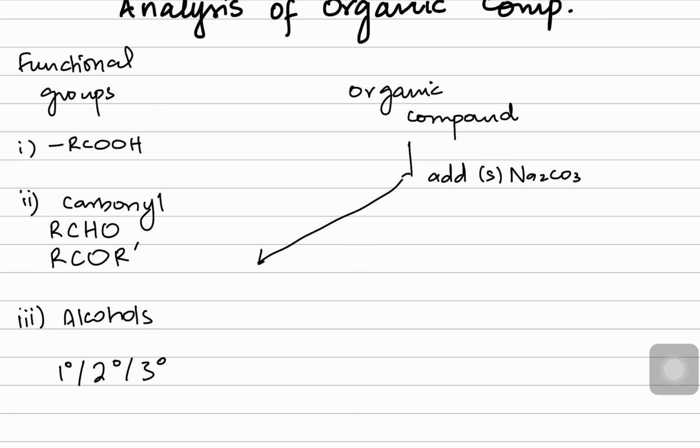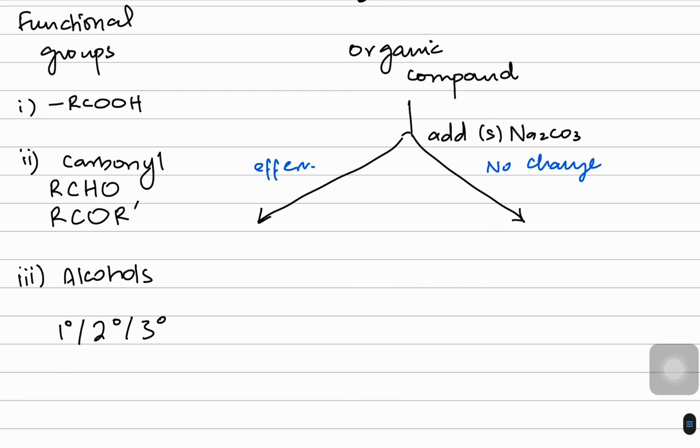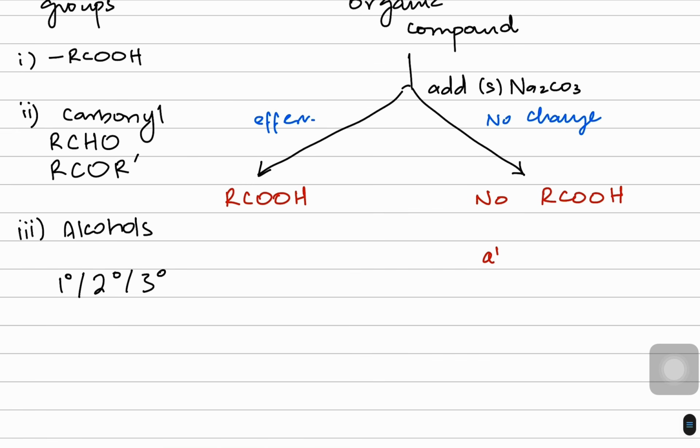Either it gives you effervescence or it gives you no change. If it gives you effervescence, it is a carboxylic acid. So carboxylic acid has been confirmed here. And if it does not give you effervescence, it's definitely not a carboxylic acid, but it could be an aldehyde or ketone, which means it's a carbonyl compound, or it could be an alcohol.